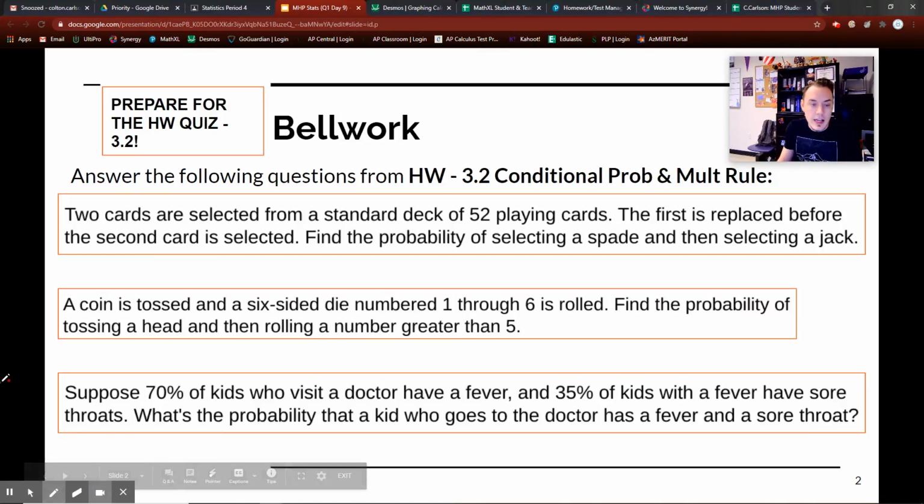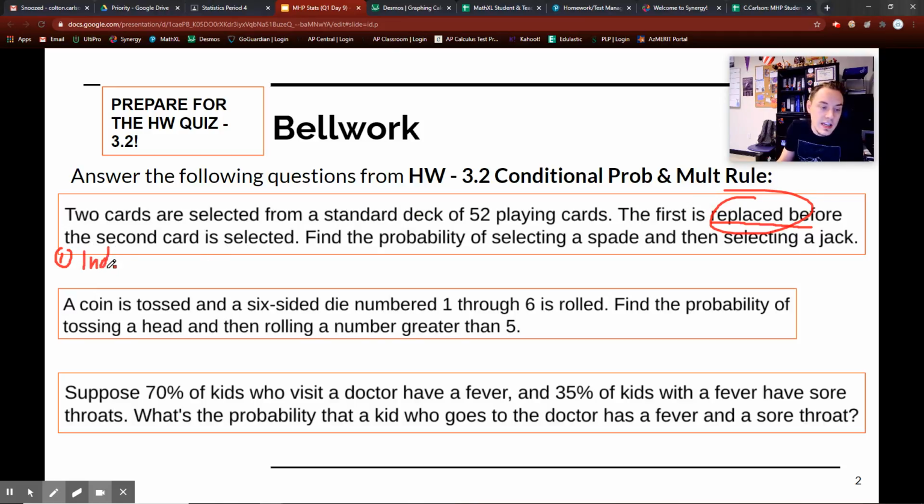This first thing I want to say is whether or not it's independent. Two cards are selected from a standard deck of 52 cards. The first is replaced before the second card is selected. Find the probability of selecting a spade and then a jack. First of all, I know it's conditional because it says "and then." That means selecting a spade, but then afterwards selecting a jack. It also tells us that it is being replaced. Since the card is being replaced, each event is what we call independent.